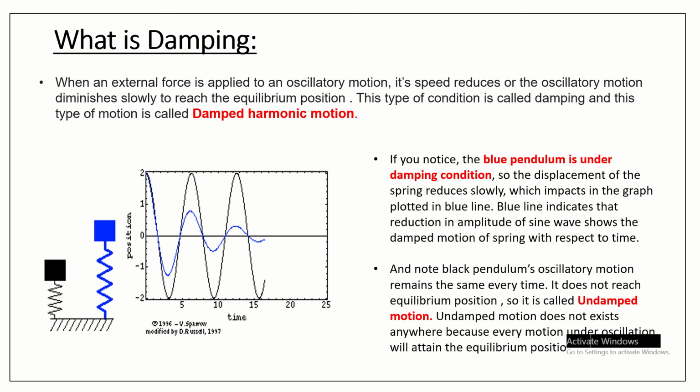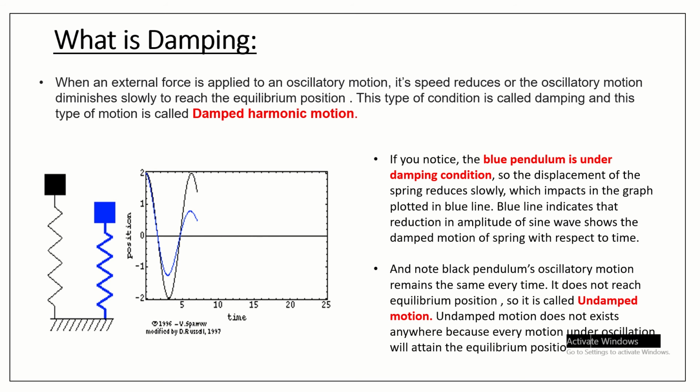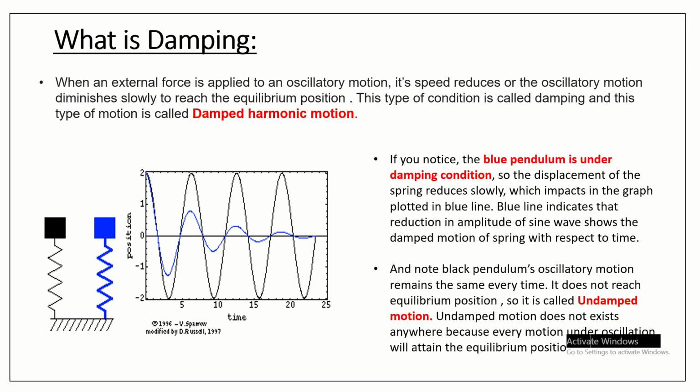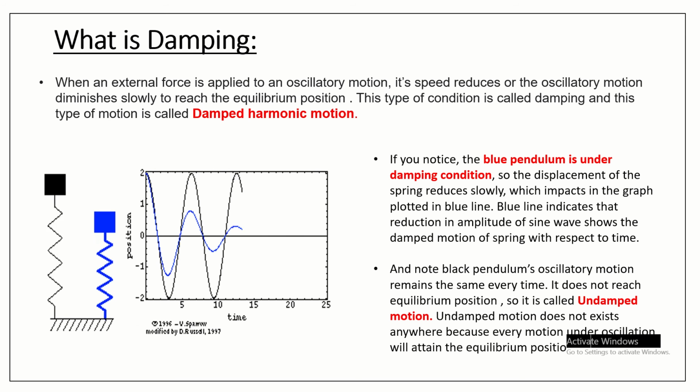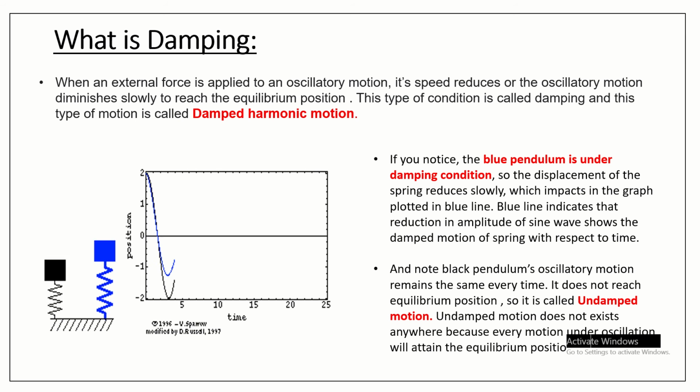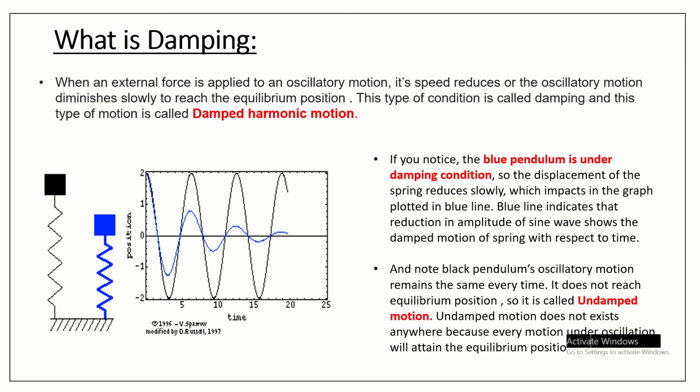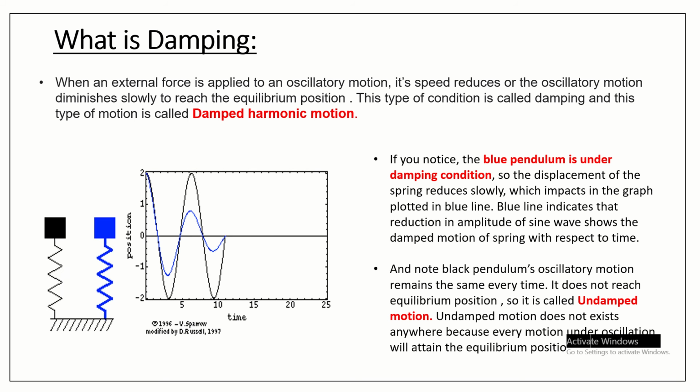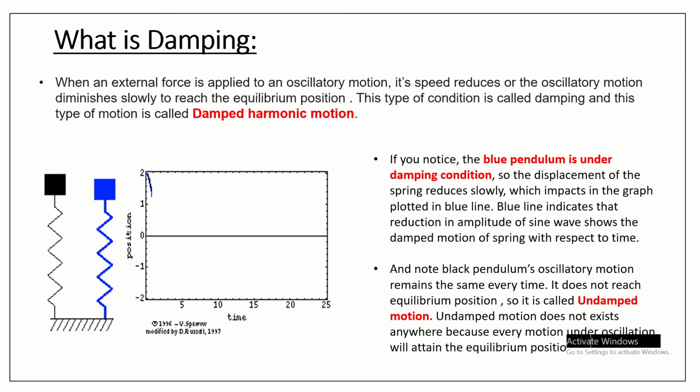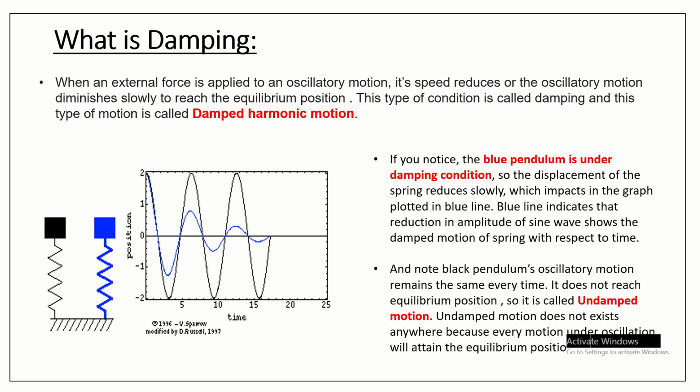Here if you notice, the harmonic motion and displacement of the black spring will always be in the same state and won't attain the equilibrium state ever. This type of condition of an object not attaining the equilibrium position ever is called undamped motion, and an object with this kind of motion does not exist anywhere because every motion under oscillation on earth will always attain an equilibrium position after some time.